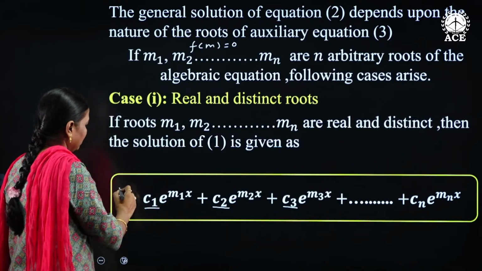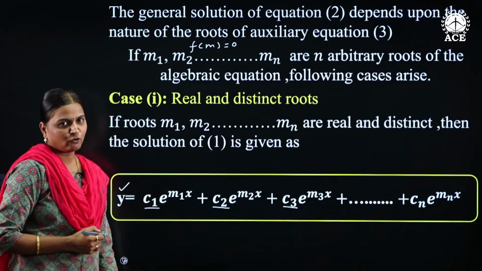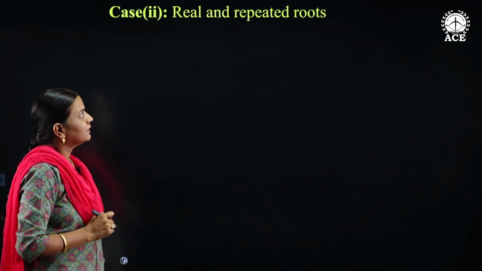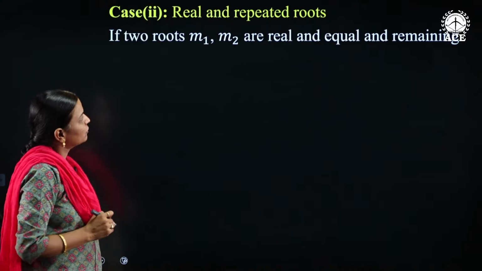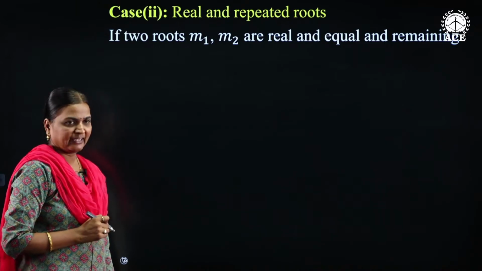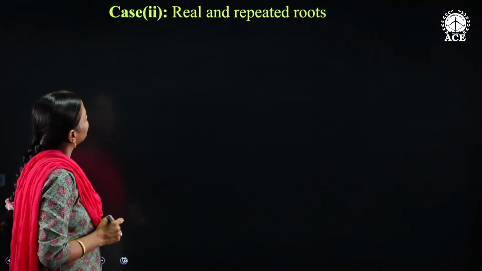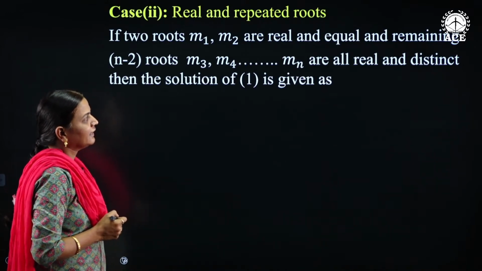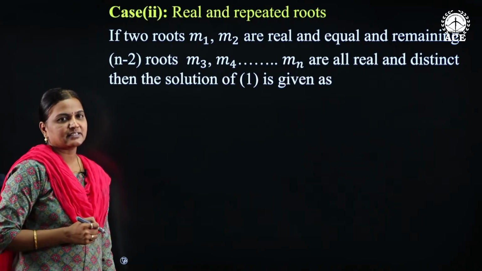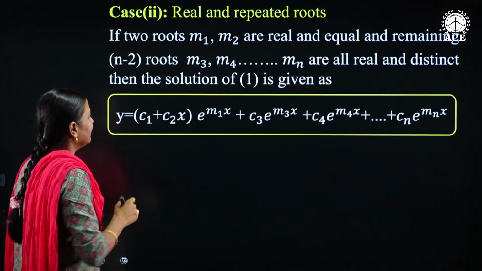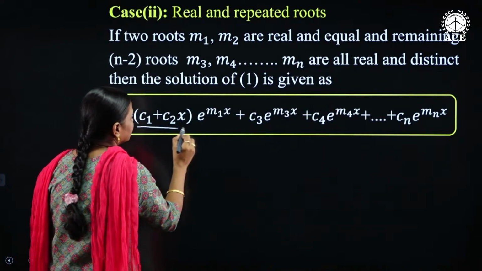So this is the formula to write the general solution of a homogeneous linear differential equation when the roots are real and distinct. Next, second case, when the roots are real and repeated. So here also, assuming that the first 2 roots m1, m2 are real and equal, and the remaining n minus 2 roots m3, m4, so on, mn are real and distinct. So in this case, how to write the general solution of the homogeneous linear differential equation is, so here for the repeated roots, this is the general solution part.